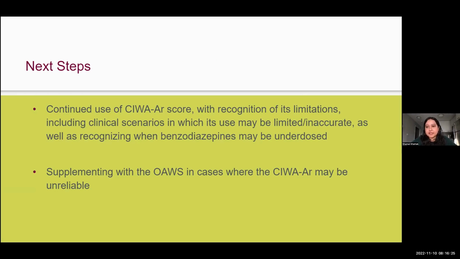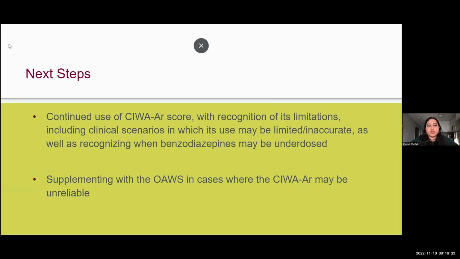because there is that sort of maximum of 3 doses, and then the rest is up to the discretion of the physician. So I think in those cases, supplementing with this score might be useful, and that's kind of the next steps from here.